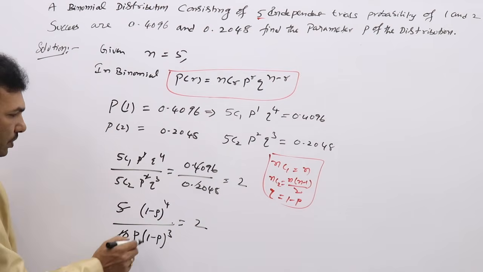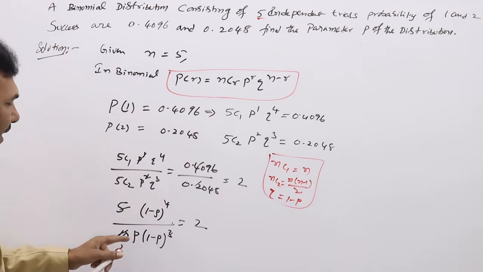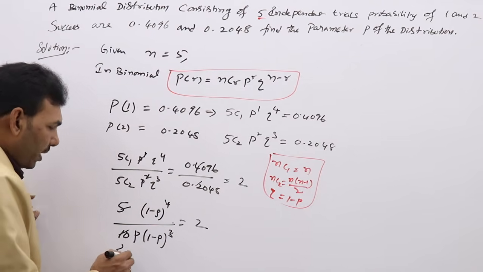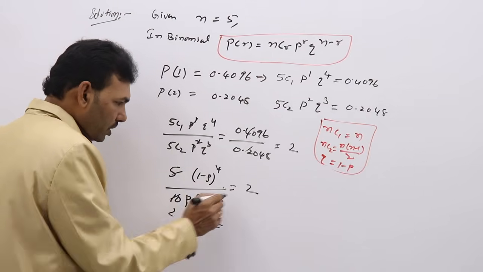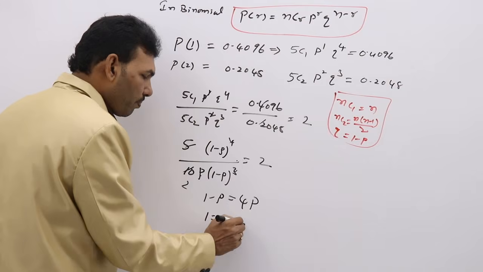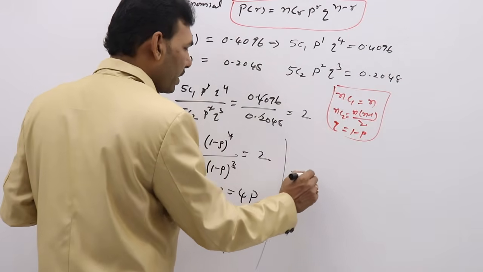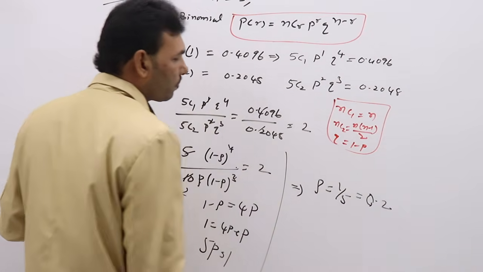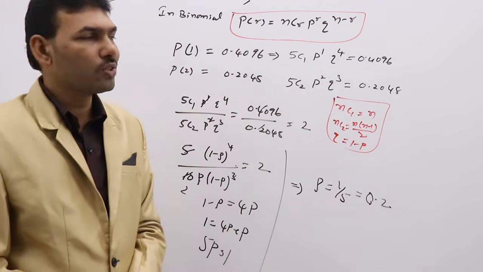5 in the numerator, 10 in the denominator. Here also Q cube and Q power 4 can be cancelled. Cancelling 1 minus P whole cube, 1 minus P remains in the numerator. So you have 2P, send that to the other side. 1 minus P equals 2P, and taking 2P over here gives 4P. So 1 equals 4P plus P, 5P equals 1. Finally, what is P? P equals 1 by 5, which is 0.2. If you want, you can calculate Q also. Q is 1 minus P, 1 minus 0.2, which is 0.8.